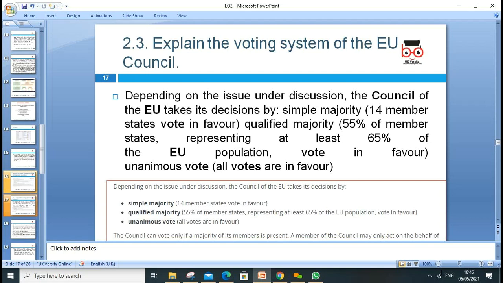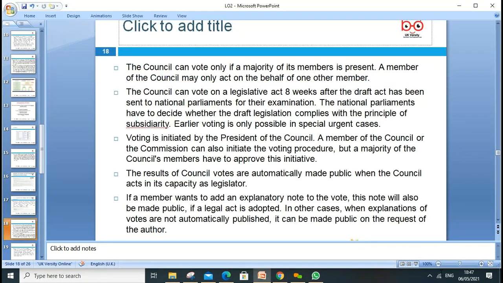Okay, next we are looking at 2.3, explain the voting system in the EU Council. Depending on the issue under discussion, the Council of the EU decides by a simple majority of 14 votes in favor, or by a qualified majority. So this is about the simple majority of 14 states, the qualified majority of 55% of member states and at least 65% of the EU population voting in favor, and unanimity, where all votes are in favor. That is how the voting system normally works in the EU.